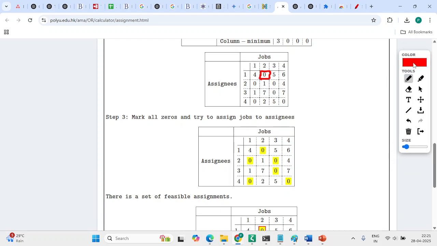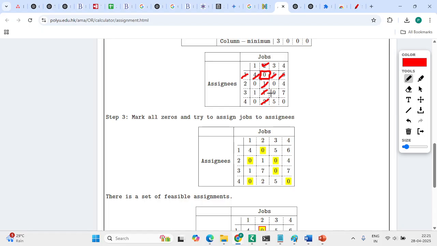Once we do the allocation, we are not going to consider any other allocation for that row and that column. So we can cut this, because only one person can do only one job. Now in the second row there are two zeros, so we cannot do the allocation right now. We will not do the allocation.